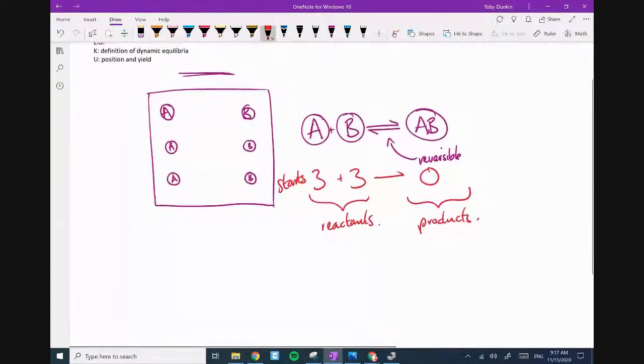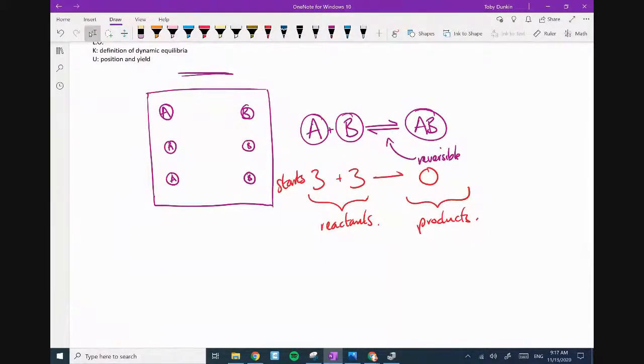Okay, now I'm going to press the big go button. I'm going to press start on my reaction. As time progresses, every now and again an A and a B will collide hard enough with sufficient energy, the activation energy, and these are going to vanish and form AB. There we go.